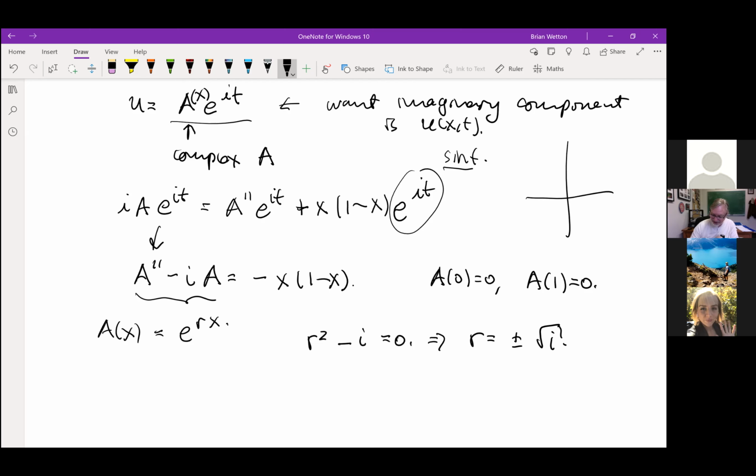So now you have to look at the complex plane, right? You're going to have the square root of i is going to be 1 plus i over the square root of 2, right?